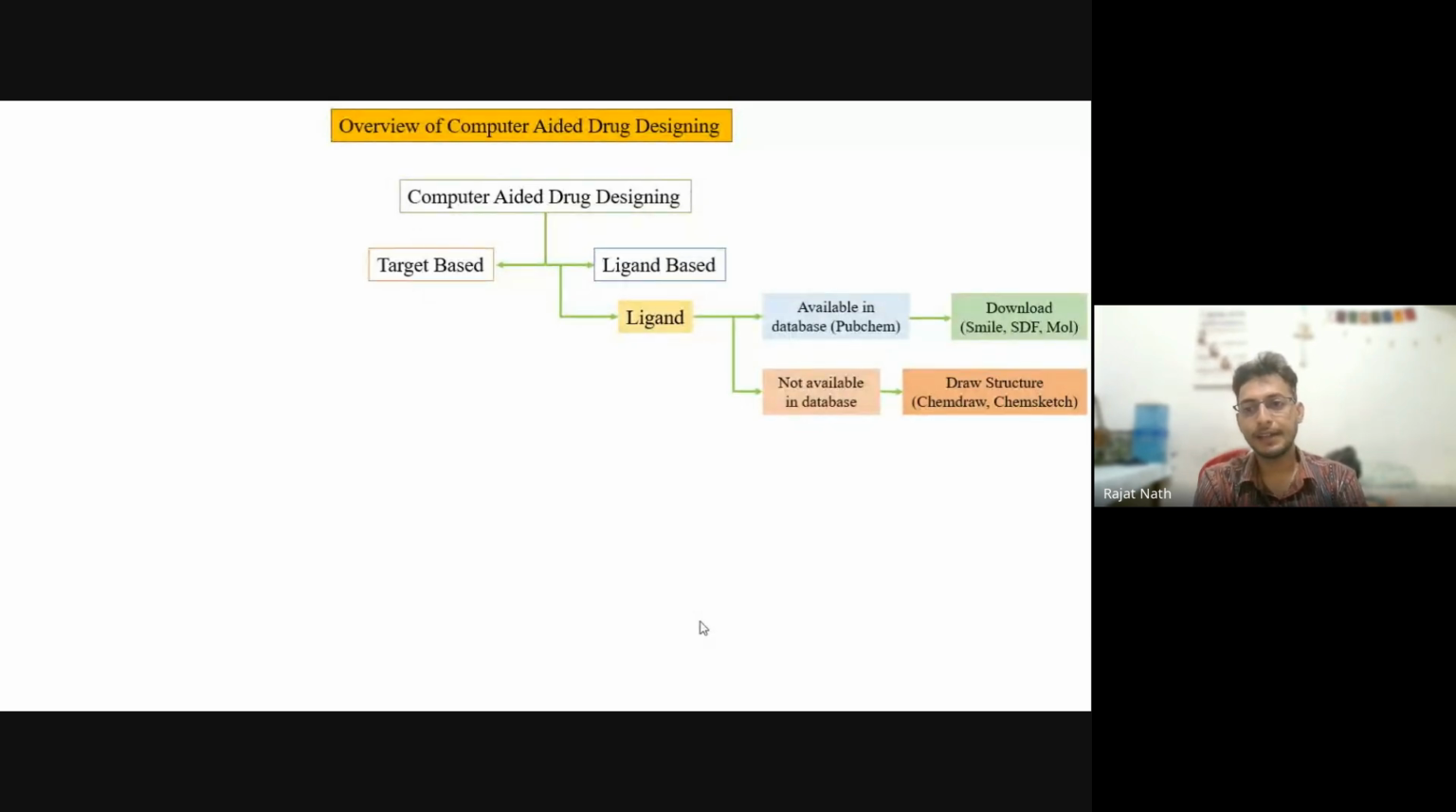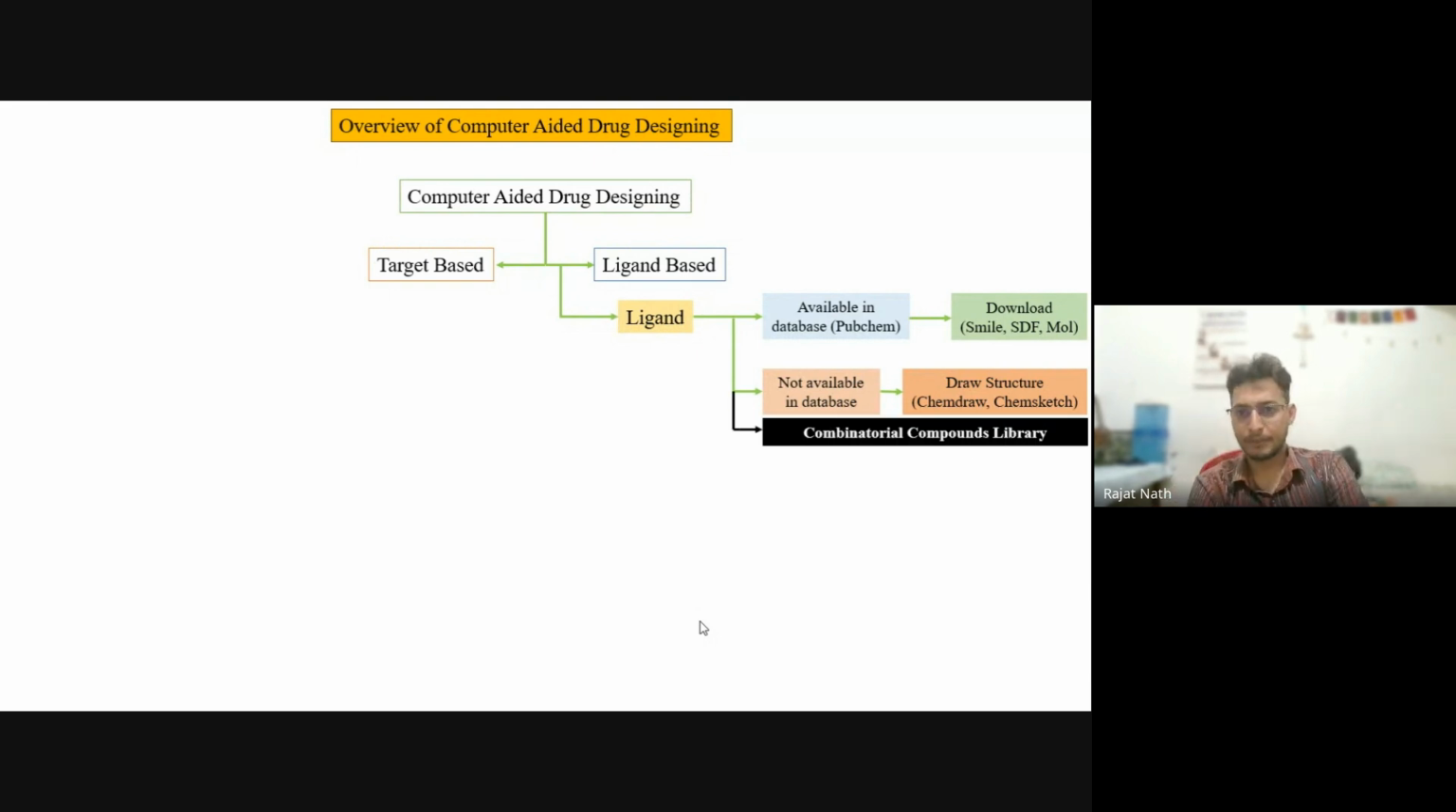These are nothing but different formats of your ligand. Various software we use during our computer drug designing: some software accepts SMILES format, some software accepts HDF format, and some software accepts mol format. So we need those types of formats of our ligand ready for different types of work, so that we can upload our ligand to the portal and access our result.